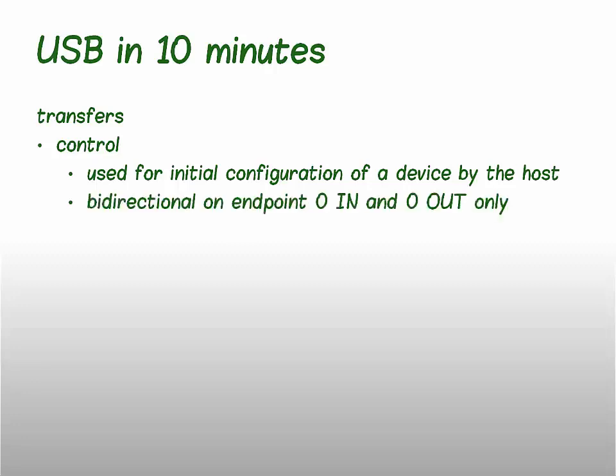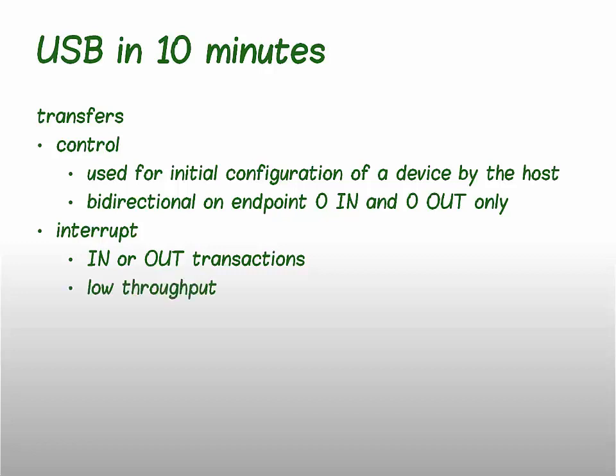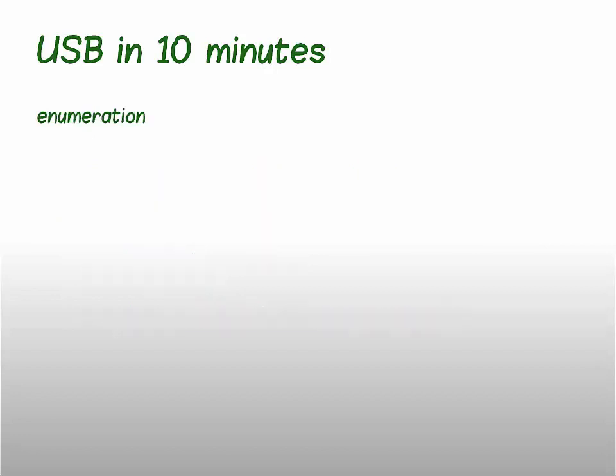The second transfer type available in low-speed USB is interrupt transfer. It uses in or out transactions, though in transaction is more common. The transfer is used for low throughput communication, often in regular intervals, such as in communication with a mouse or a keyboard. Finally, we need to mention a process called enumeration.